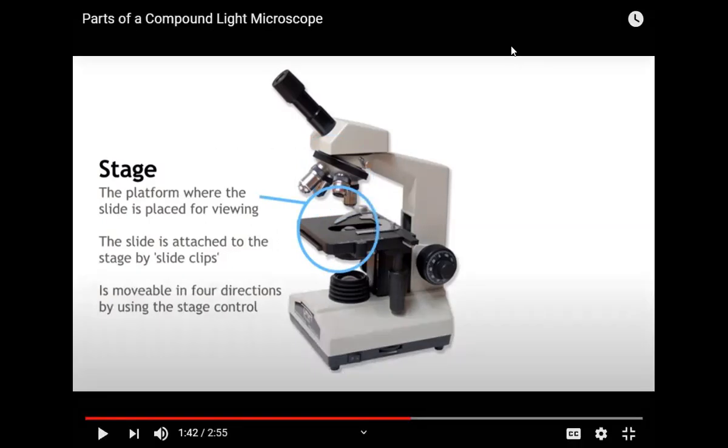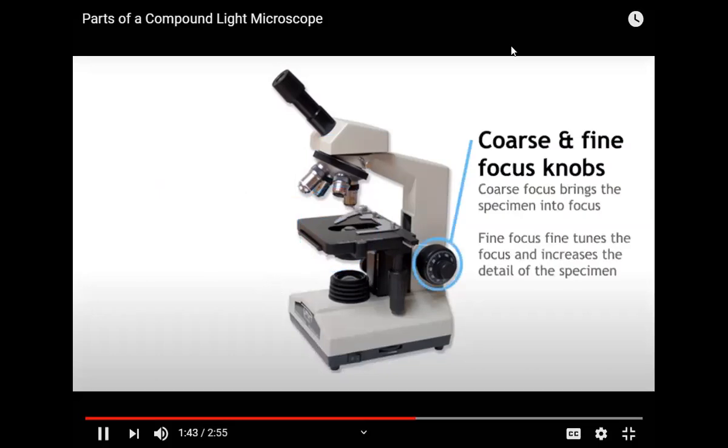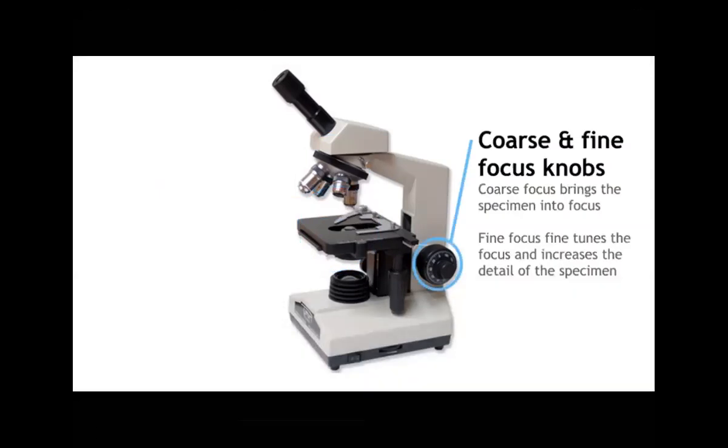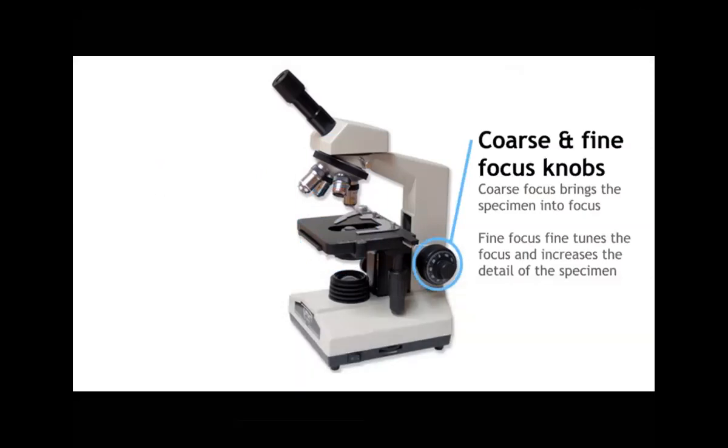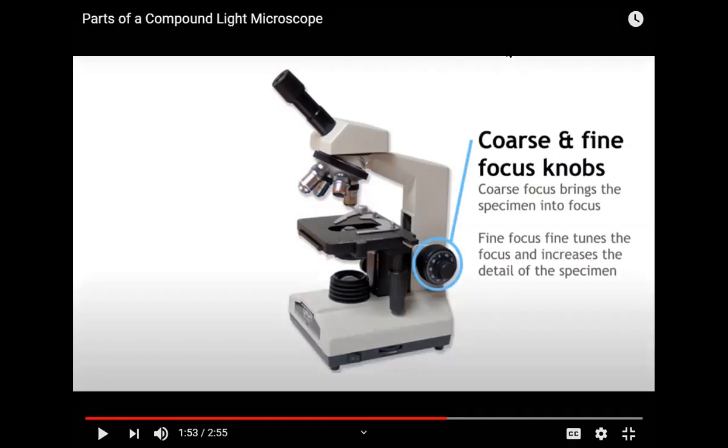Okay, so on the stage you place your specimen and then you observe it. The coarse and fine focus knobs: these move the stage towards or away from the objective lenses, depending on which way it is turned. The coarse focus.